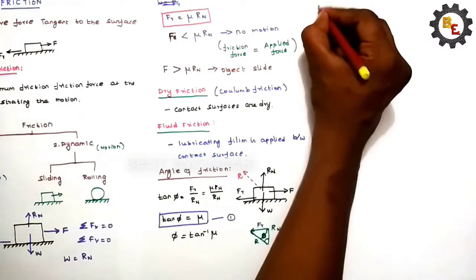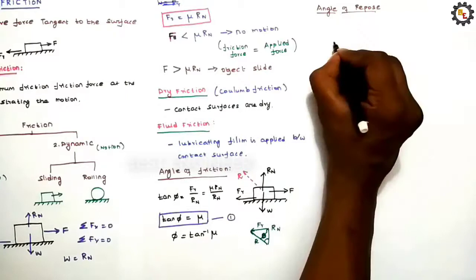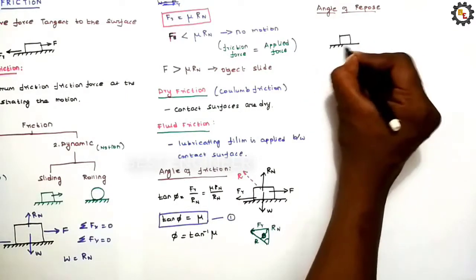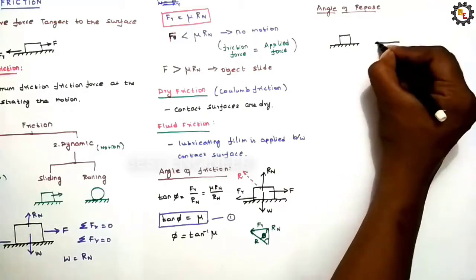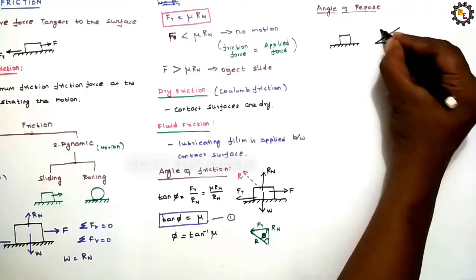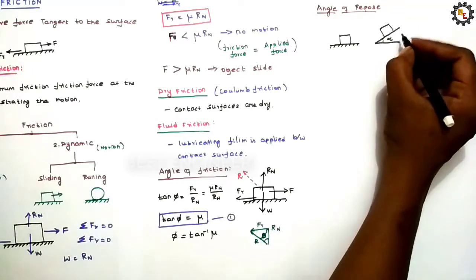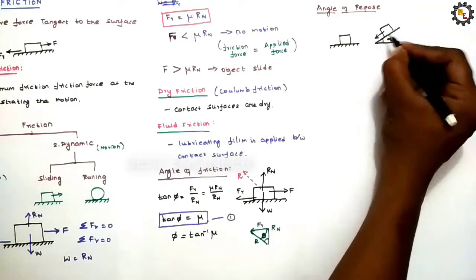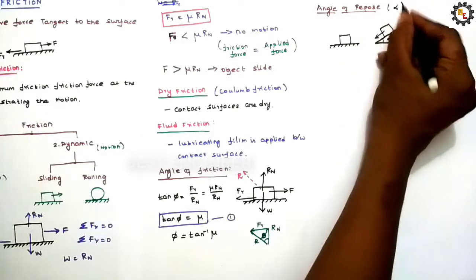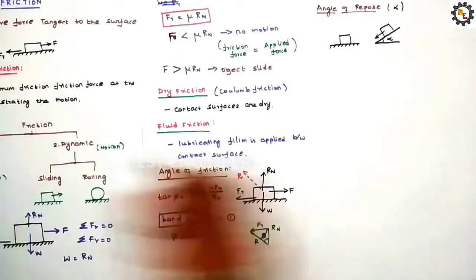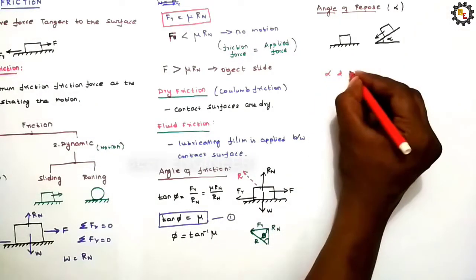Next, angle of repose. When the object is kept on a horizontal plane, we are increasing the angle with respect to the horizontal plane. At some angle of inclination, the object will start to slide down. That angle is called angle of repose, alpha. Let's see the relation between angle of repose alpha and angle of friction phi.